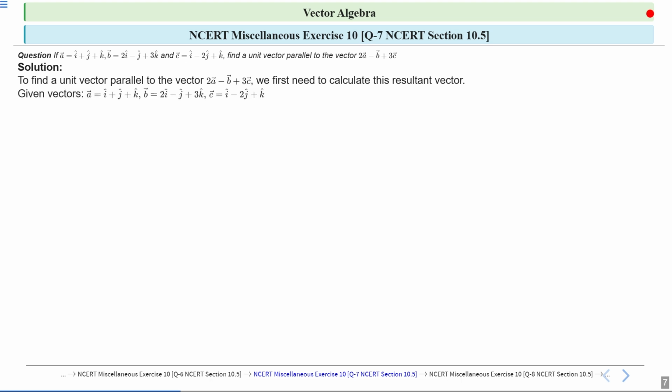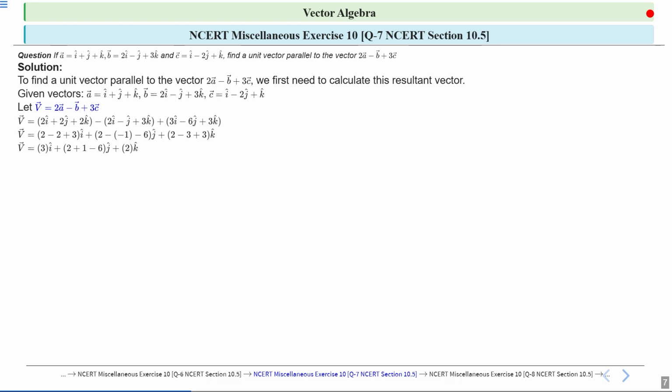Given that A vector is equal to i cap plus j cap plus k cap, B vector is equal to 2 i cap minus j cap plus 3 k cap, and C vector is equal to i cap minus 2 j cap plus k cap. Now suppose the V vector is taken as 2A vector minus B vector plus 3C vector. So V vector will be 2 i cap plus 2 j cap plus 2 k cap, minus 2 i cap minus j cap plus 3 k cap, plus 3 i cap minus 6 j cap plus 3 k cap. So V vector will be (2 minus 2 plus 3) i cap plus (2 minus (minus 1) minus 6) j cap plus (2 minus 3 plus 3) k cap.